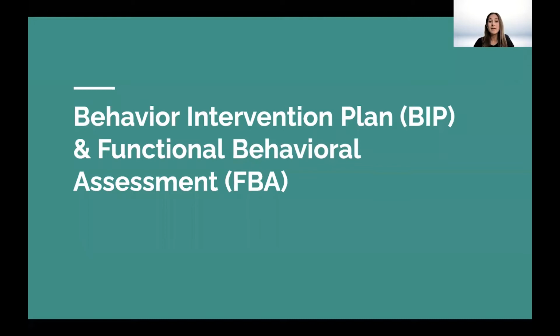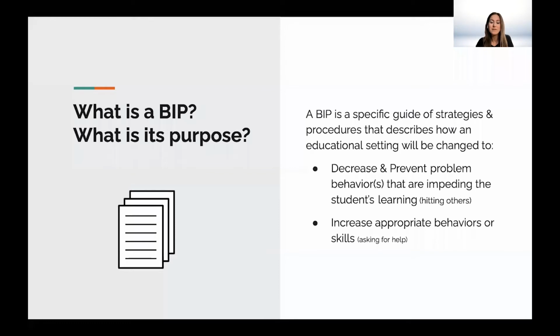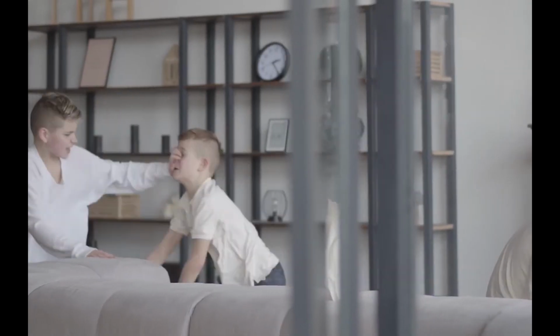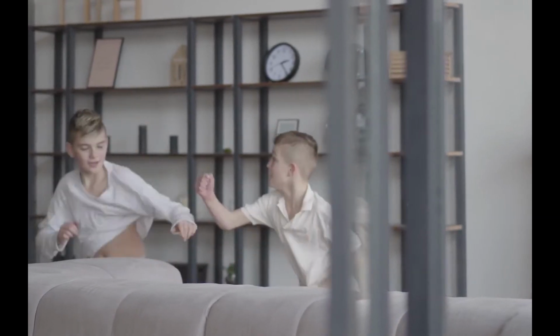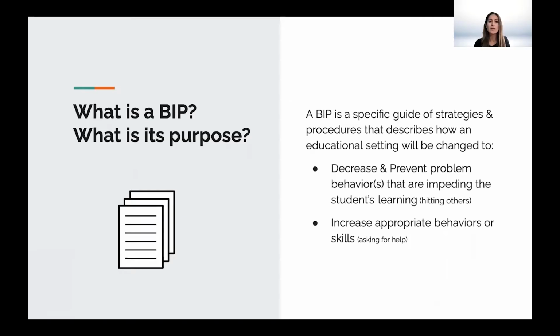And so what is a behavior intervention plan and a functional behavioral assessment? A behavior intervention plan is a specific guide of strategies and procedures that describe how the educational setting is going to be changed so that we can decrease and prevent the student's problem behavior that is impeding the student's learning. That could be, for example, the behavior of hitting others. The plan is also going to detail how we're going to increase and teach appropriate behaviors or skills for that student, and let's say that could be asking for help.